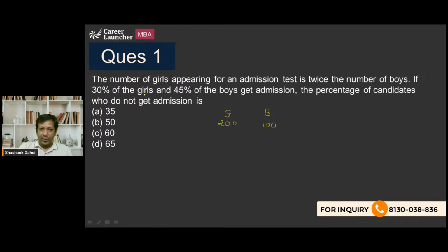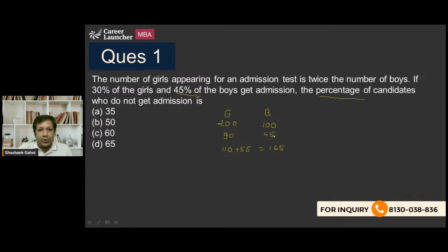If 30% of the girls, so 30% of what? 30% of 200, that is 90. And 45% of boys means 45 boys are getting admission. So how many people are not getting admission? That's what the question is asking, the percentage of candidates who are not going to get admission. How many girls are not getting admission? 110. How many boys are not getting admission? That is 55. So what is the total number of candidates who are not getting admission? That is 165.